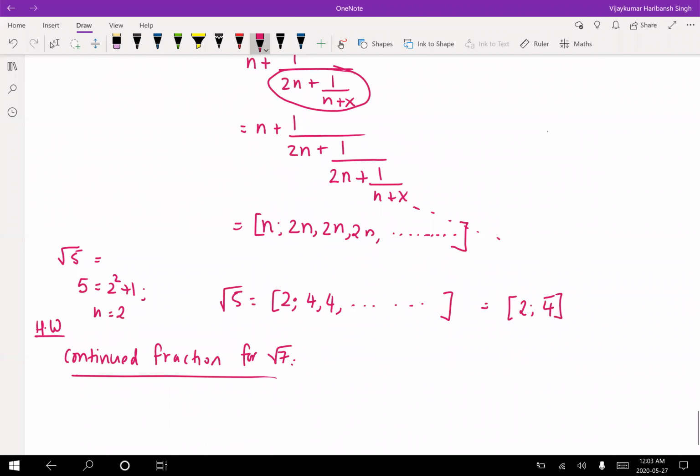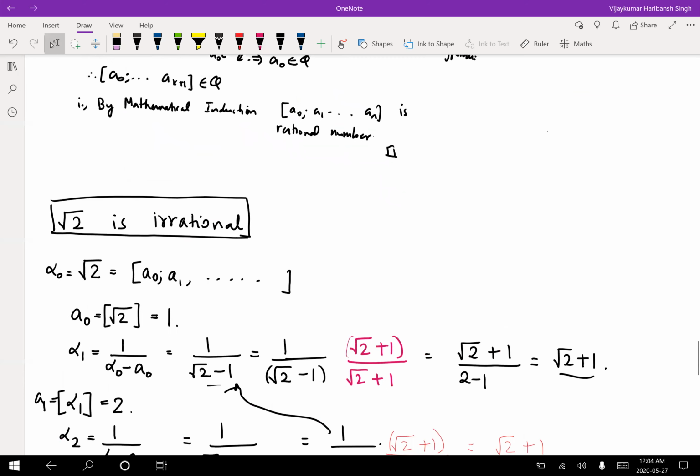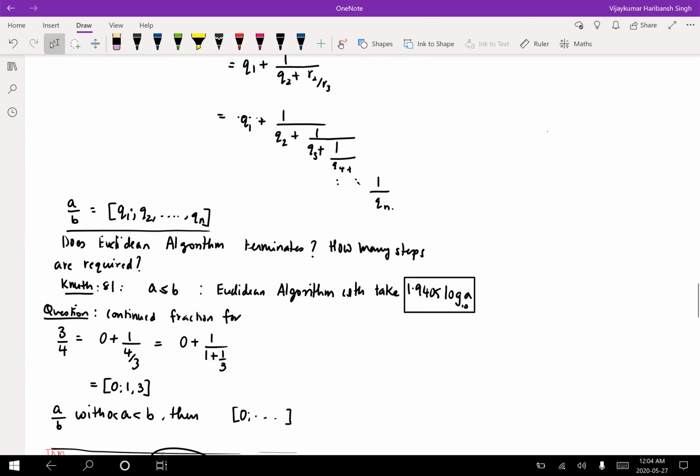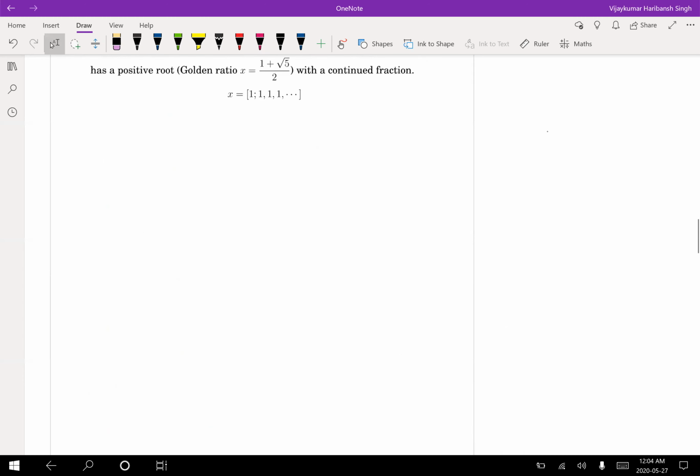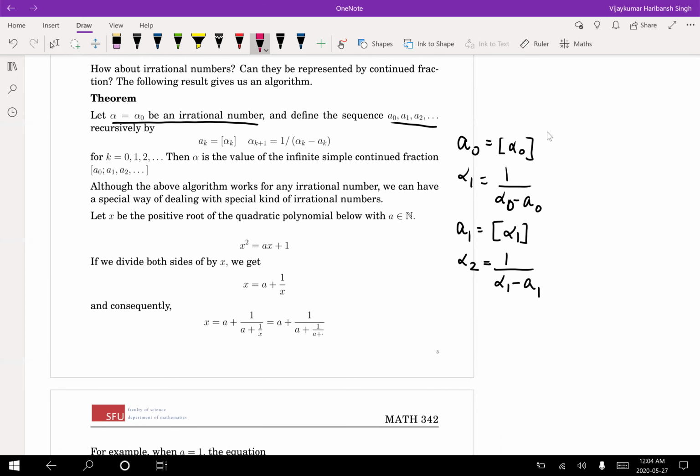Okay. Now there are some special cases in which finding the continued fraction becomes easier. Again, by continued fraction, I'm using simple continued fraction. So in this case, if your x squared equals ax plus 1, and your number x, an irrational number for which you are trying to find the continued fraction, is a solution to this expression, x squared equals ax plus 1, where a is a natural number, right?